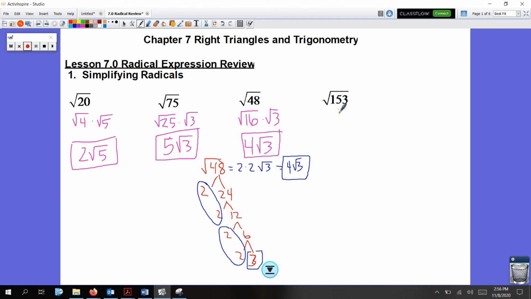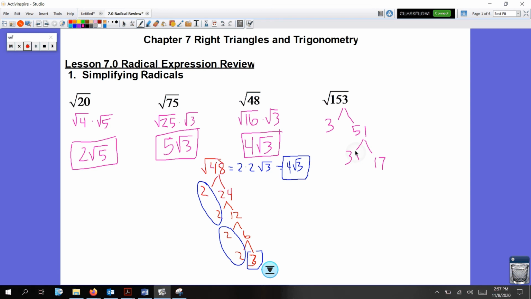All right, and then I look at 153 and I'm like, I can't look at that right away and be like, I know it has a perfect square in there, so I'm gonna do prime factorization. Okay, it's not even, so I'm not gonna use 2. I'm gonna try and see if 3 goes into 153, and it does, 51 times. Now, 51 is also not even. I'm going to go ahead and divide 51 by 3. And I get 17. 17 is a prime number, meaning the only factors are 17 and 1. There's no other factors of 17, so that stays.